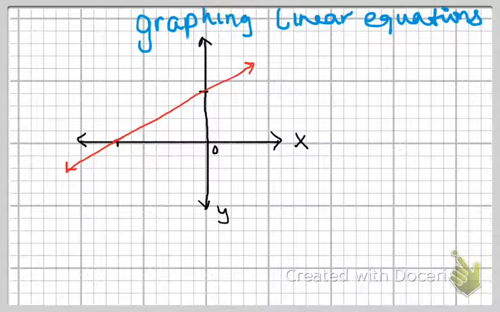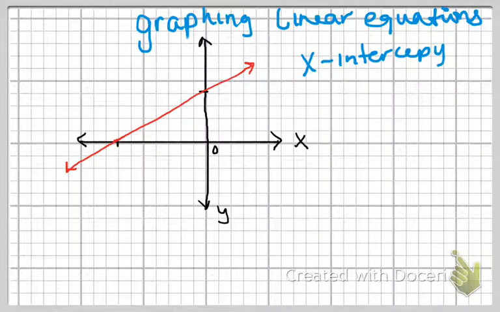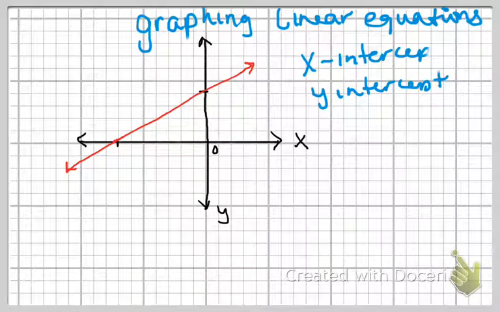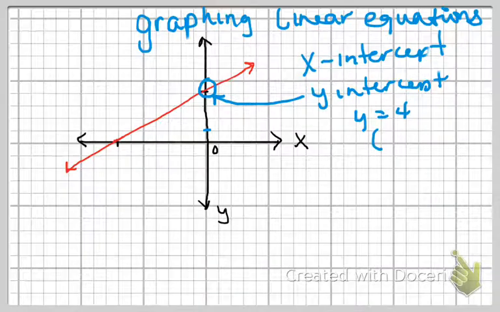The x-intercept is where our line touches the x-axis, and our y-intercept touches the y-axis. So the y-intercept is right here. That's where it touches. So my y-intercept would be y equals 1, 2, 3, 4. My y-intercept would be 4. If we were to write a point, it's when x is 0, and then it would be 4.